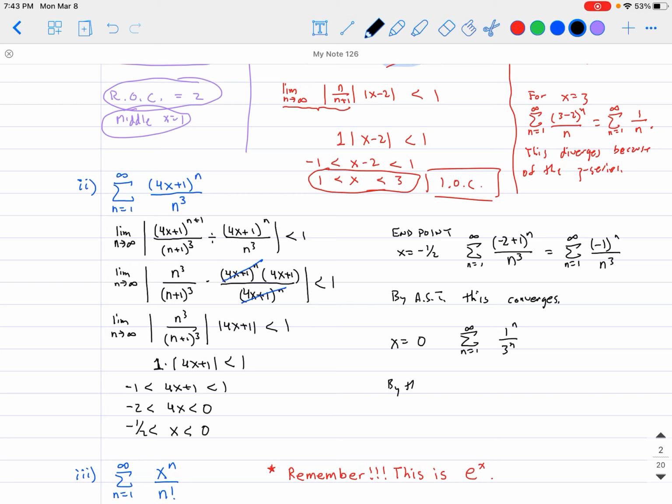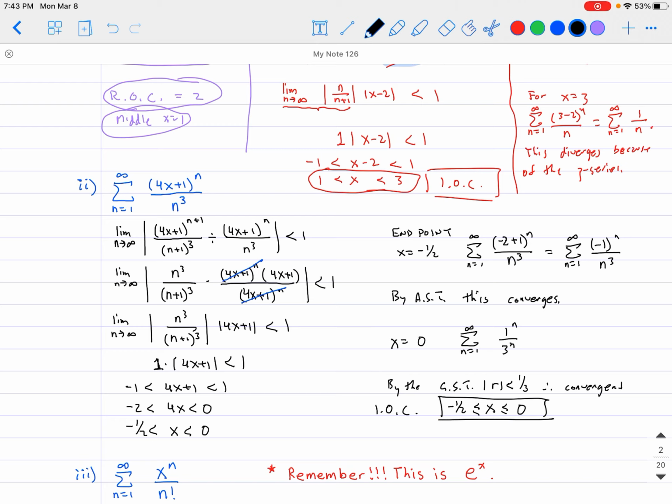So by the geometric series test, the absolute value of r is less than 1/3, so therefore it's going to be convergent. So that means that my interval of convergence is going to be, and we're going to include the endpoints in this case, negative 1/2 is less than or equal to x is less than or equal to 0.